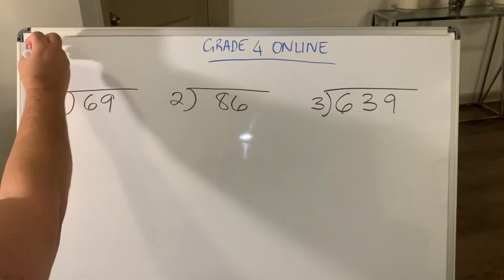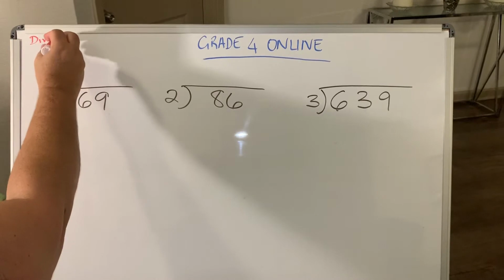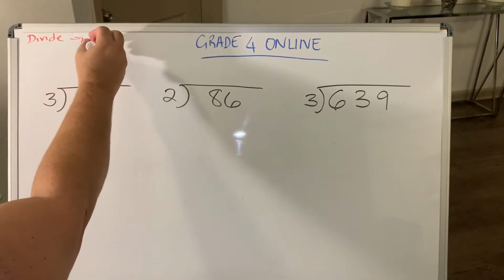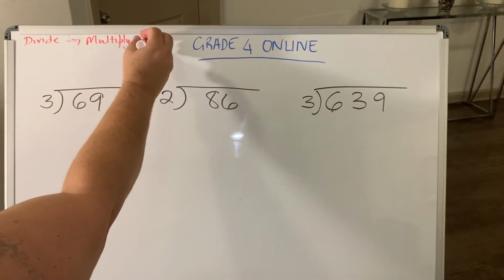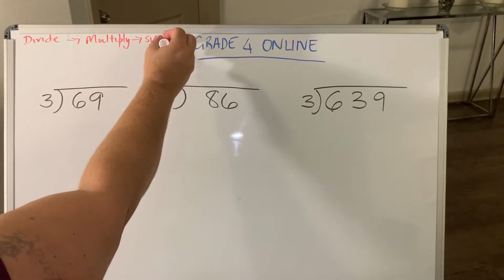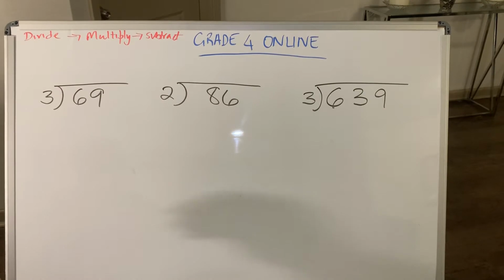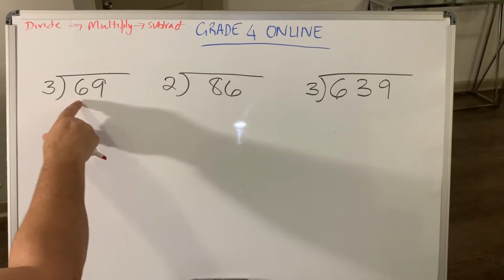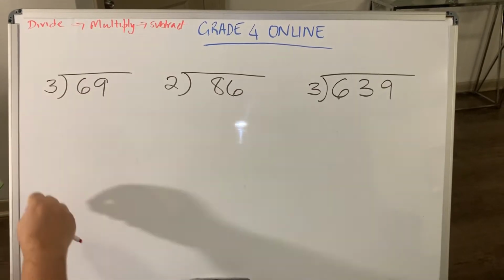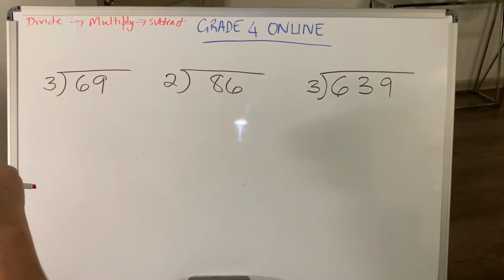Remember, we divide, we multiply, and we subtract for every single problem. So here we go. On this first example, we're going to be dividing 69 by 3. And we follow the same steps.